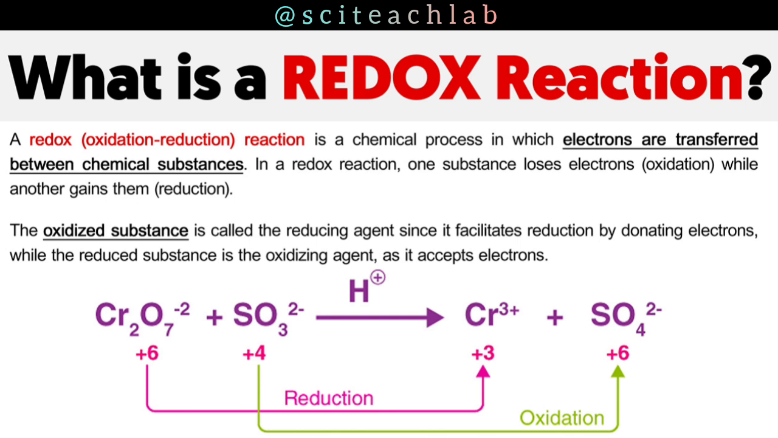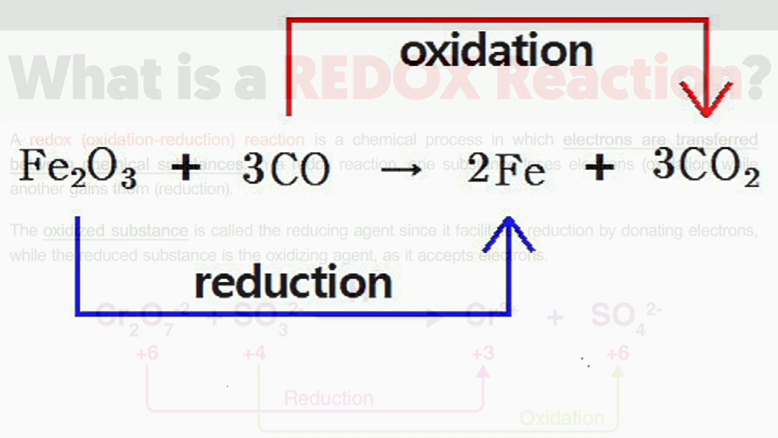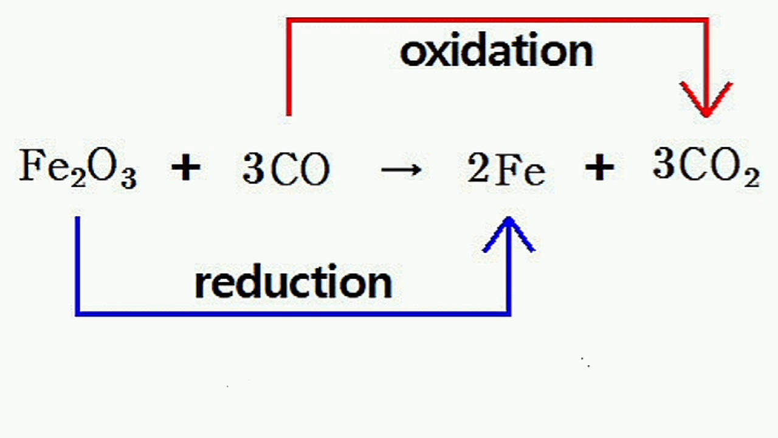But we can define oxidation and reduction in three different ways. The first one is addition of oxygen. We say oxidation is the gain of oxygen, while reduction is the loss of oxygen. That's to say, in a species like, let's say, iron oxide combining with carbon monoxide, Fe2O3 plus CO, it will produce Fe plus CO2.